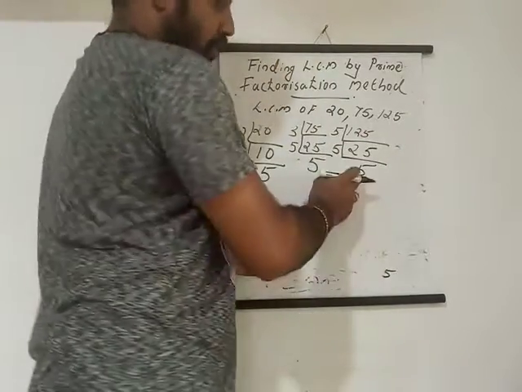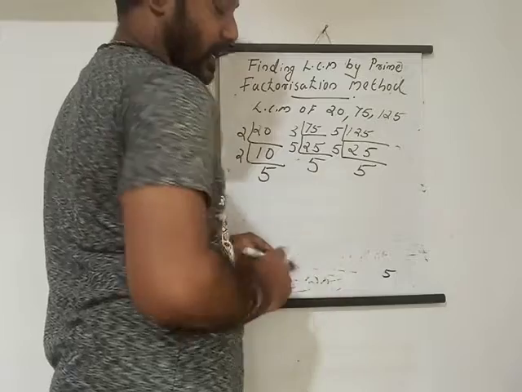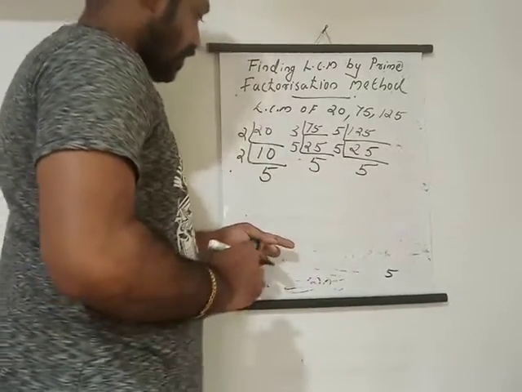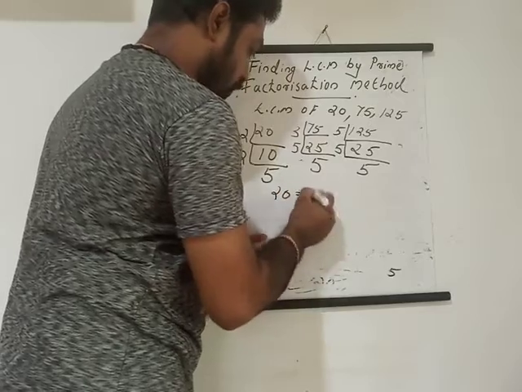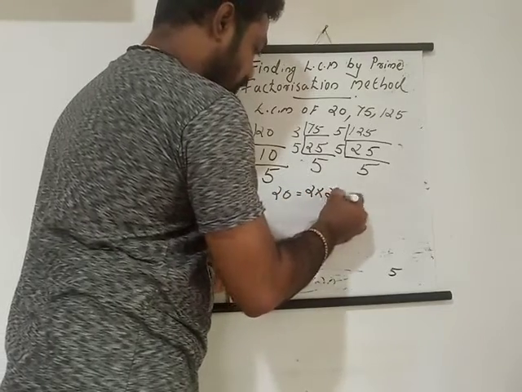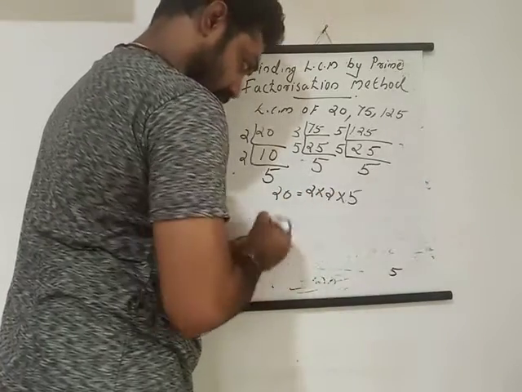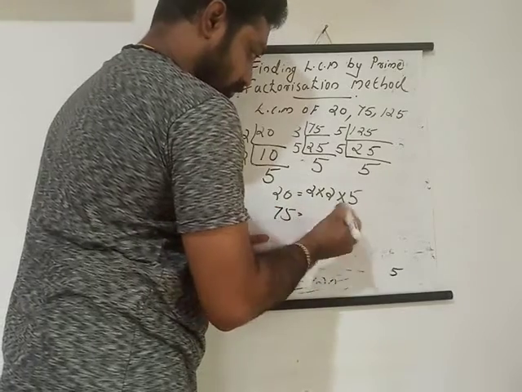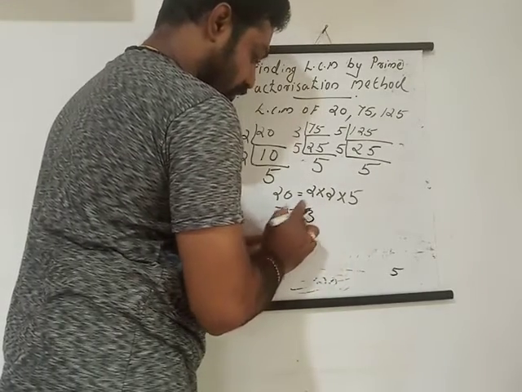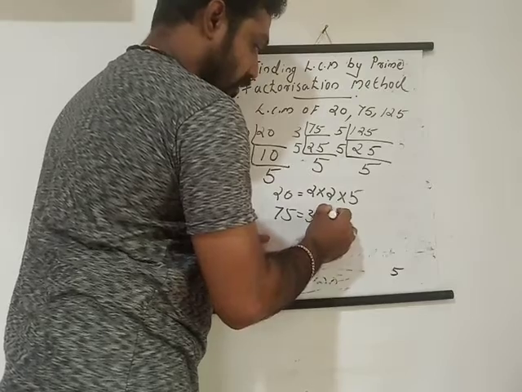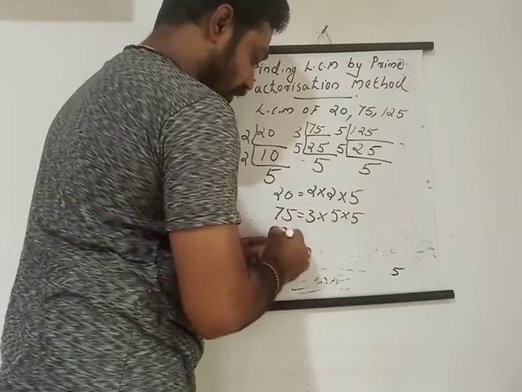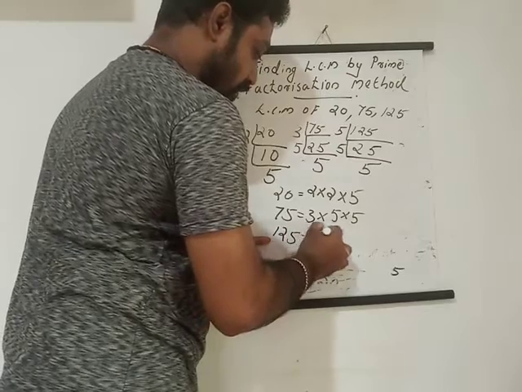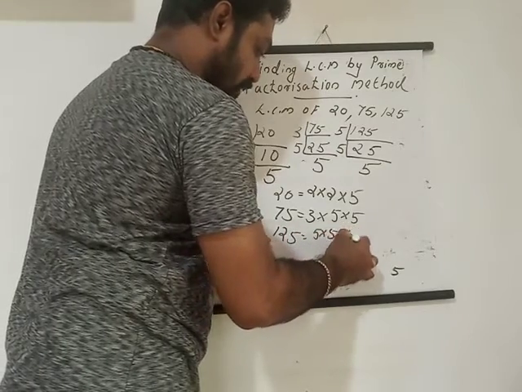Okay, 5 5s are 25. 25 into 5 is 125. So that's all. Now the next step is to write it. 20 is equal to 2 into 2 into 5, then 75 is equal to 3 into 5 into 5. The next one, 125, is equal to 5 into 5 into 5, isn't it?